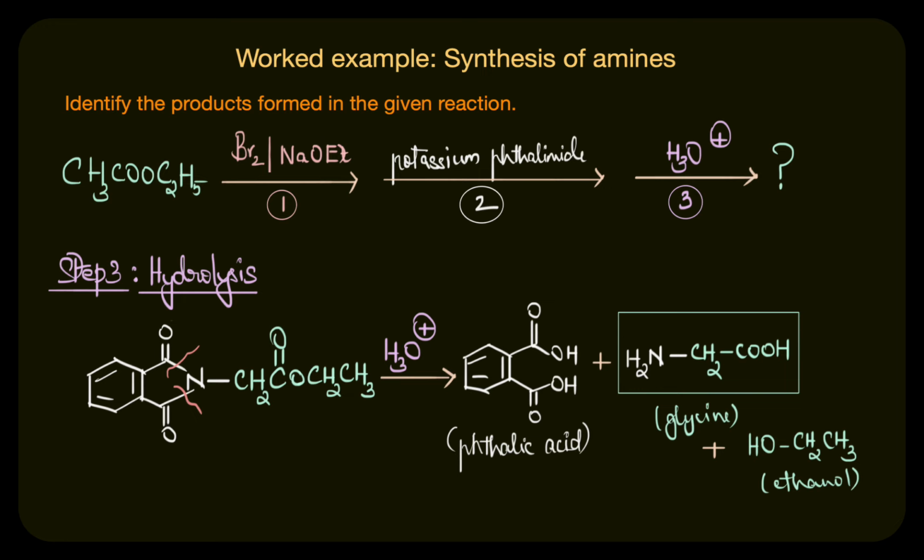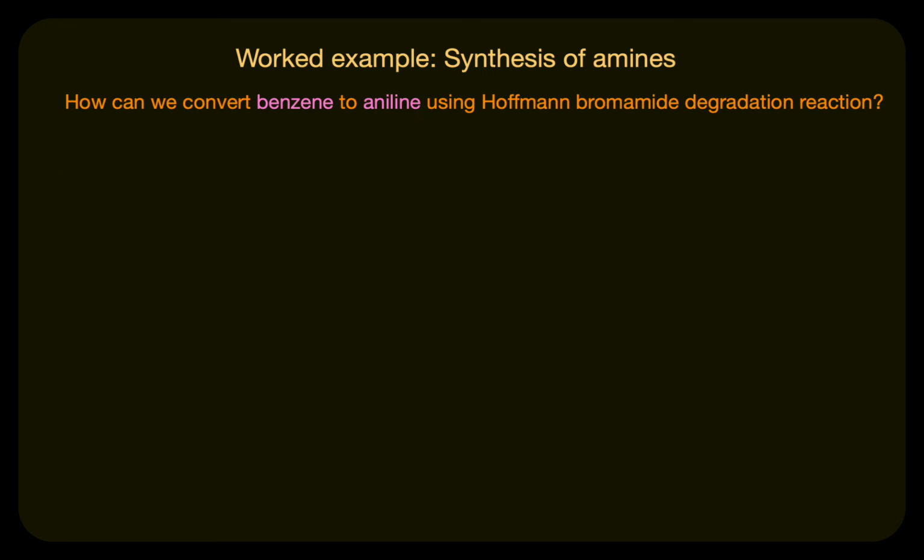So let's look at one more question. So let's look at the next question. It says, how can we convert benzene to aniline using Hoffmann Bromamide degradation reaction? So let's simplify and say Hoffmann rearrangement. Okay. So for that, this is the conversion. We need to get aniline from benzene, and we have to get this by using this rearrangement reaction.